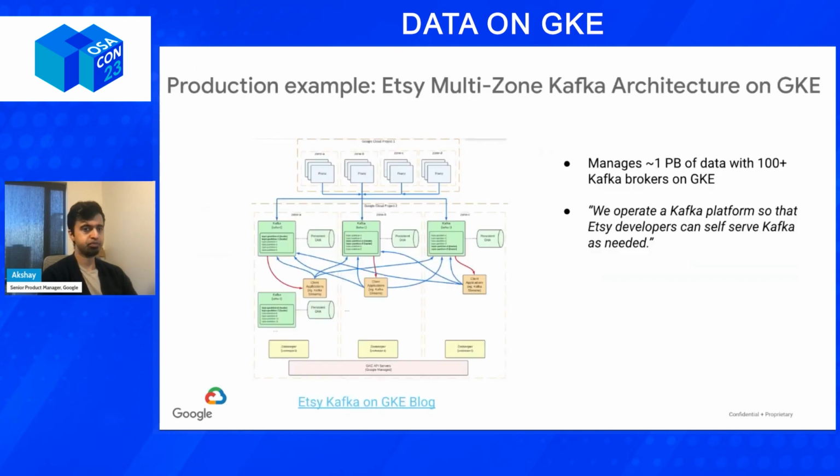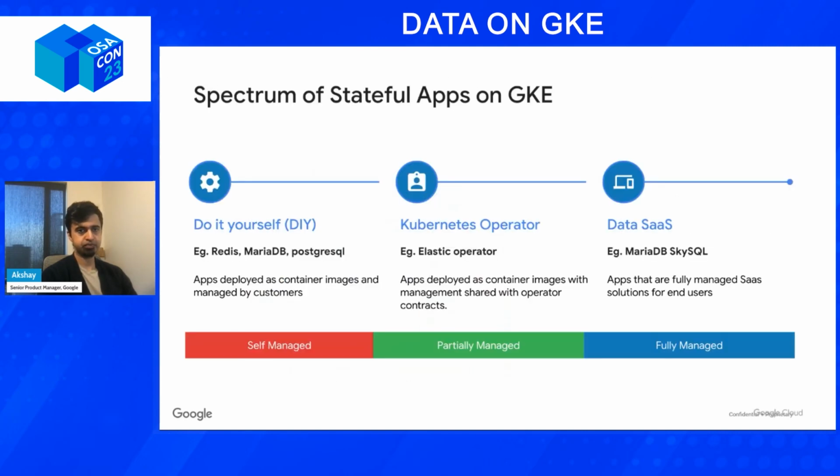And here are some production examples. I won't get into this in detail, but this is a multi-AZ Kafka architecture by Etsy on GKE, and how they were able to lower their costs. It was quite a big deployment, with over a petabyte of data.